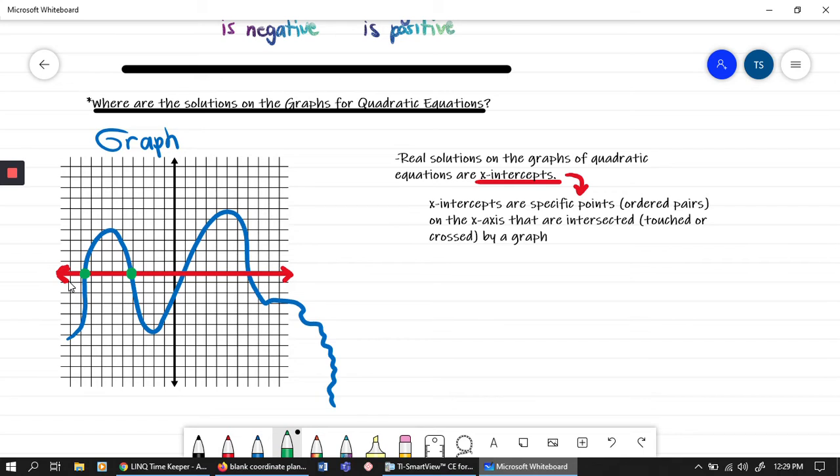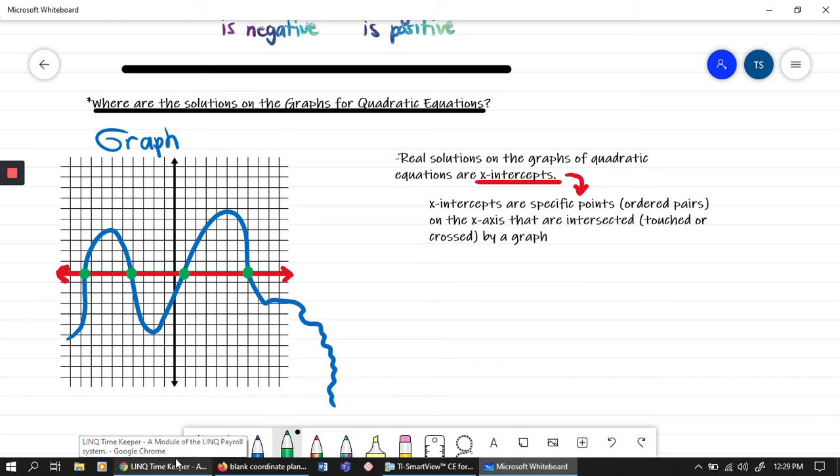Oh, let's keep going along. Oh, my blue line just touched or crossed the x-axis. That's an x-intercept. And oh, what is this? My blue line just touched or crossed the x-axis here. So on this particular graph here, there happen to be 4 x-intercepts.